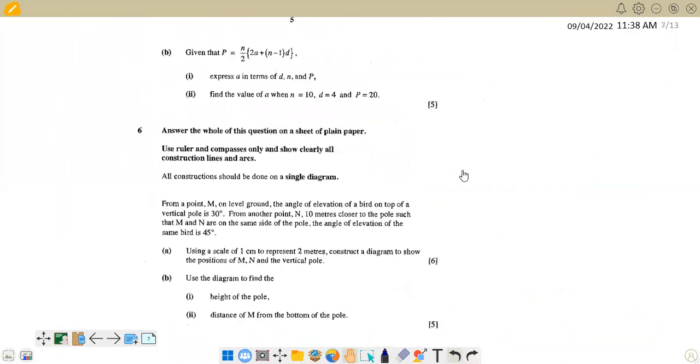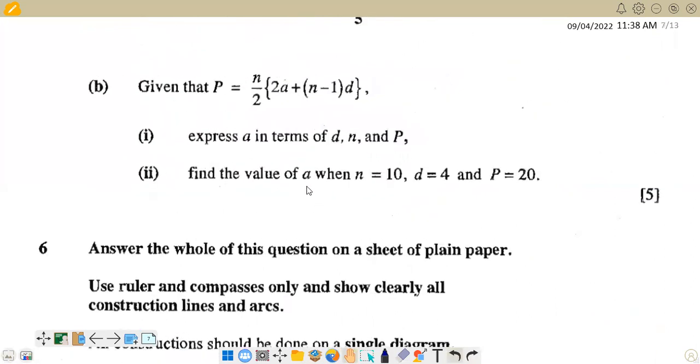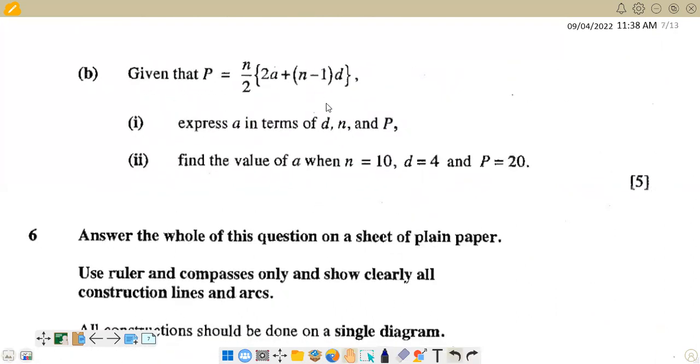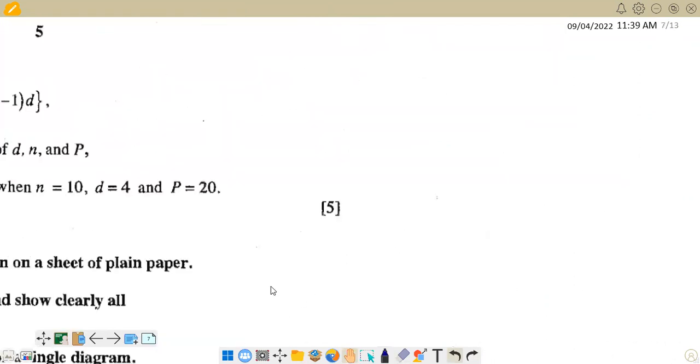Number 5, we are now given P's formula. We are given the formula for P, that is, express A in terms of D, whatever you've got there. So it's a change of subject. Remember your change of subject, guys. So we are going to work with our change of subject. Let us put this aside. I'm just going to retake this one as it was before.